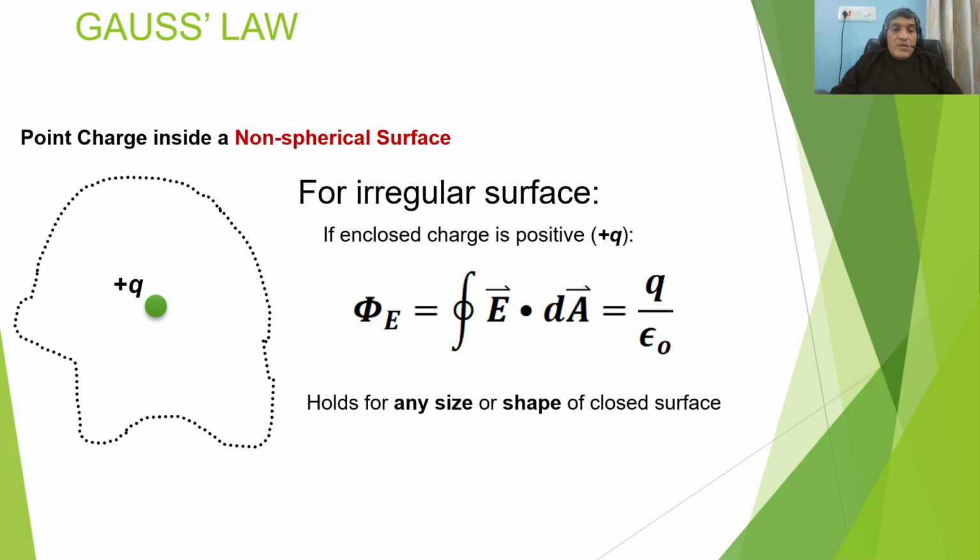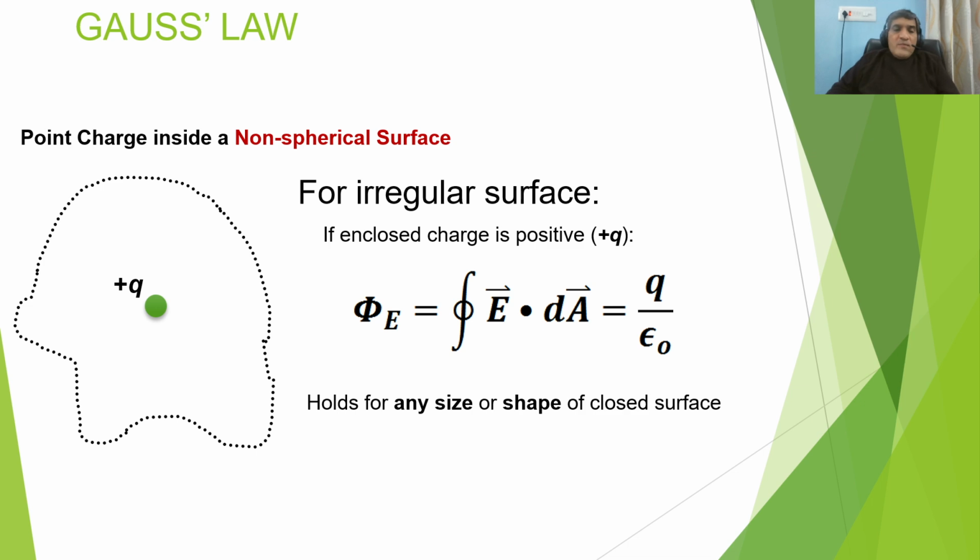So this is again a point charge inside a non-spherical surface, or some irregular surface. For an irregular closed surface we have the formula phi e equals the integral of E dot dA equals q enclosed upon epsilon naught. This formula holds for any shape and size.